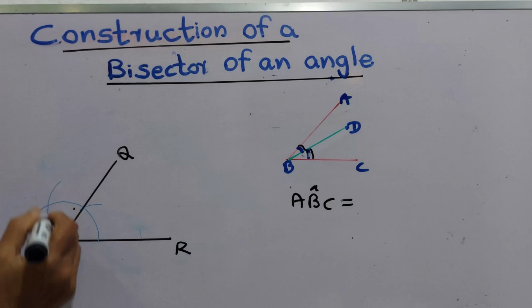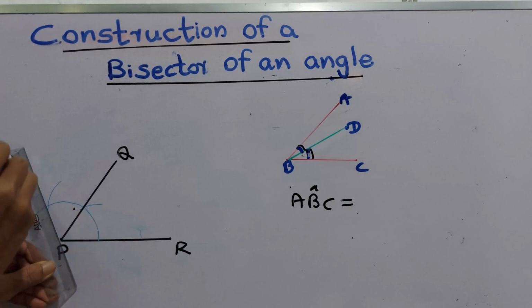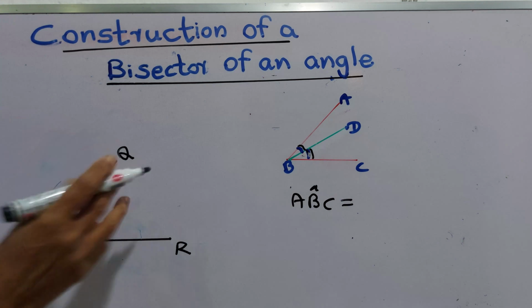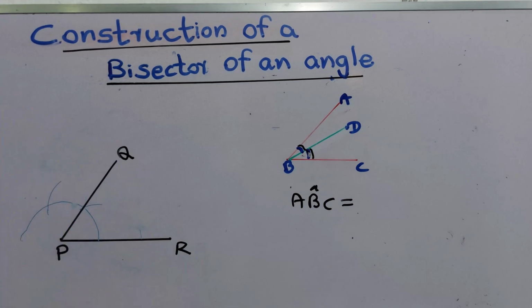If we draw another line here, that is 120 degrees. We did this in the earlier lesson. Now we are going to draw the bisector. How are we going to do the bisector?